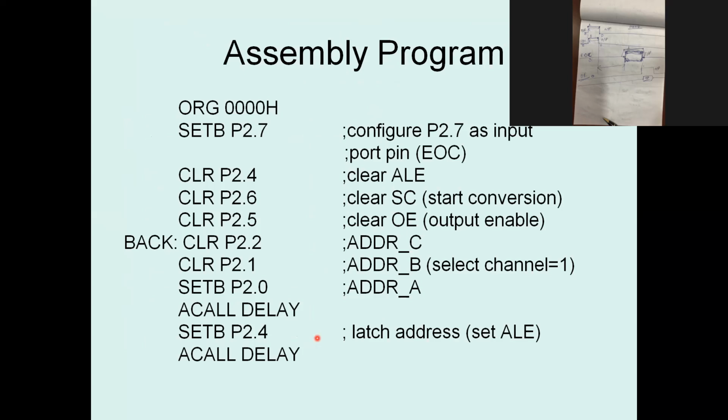So first we are doing P2.7 as the EOC signal is connected. P2.7 is connected with EOC. EOC is given by the ADC to the microcontroller, so it's an input pin. That's why I have given it initially high. It's configured as an input signal.